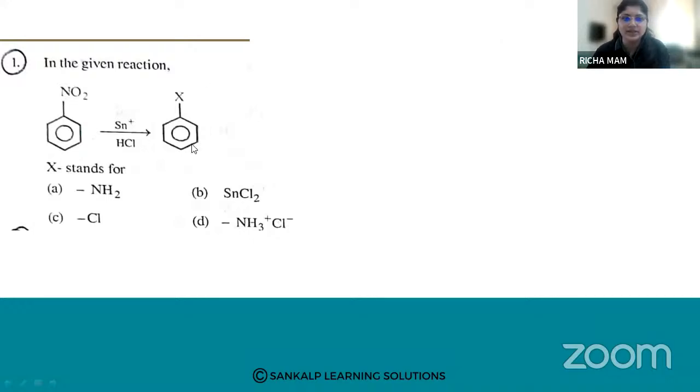The first question: you have nitrobenzene and you are reacting it with tin in the presence of HCl. You get a product. It is X. It is not your halogen atom X; it is some substituent X on the benzene ring. So what does this X stand for?